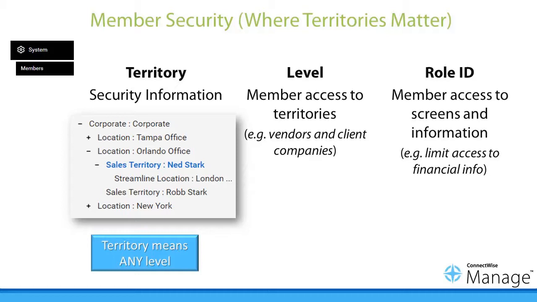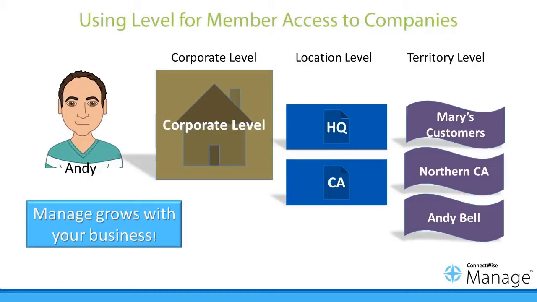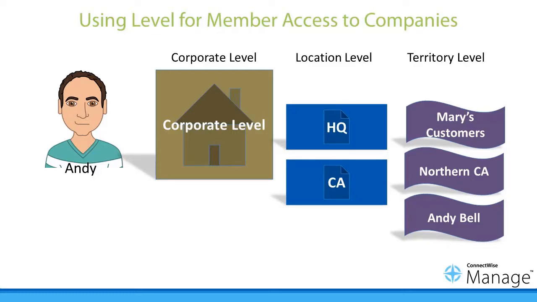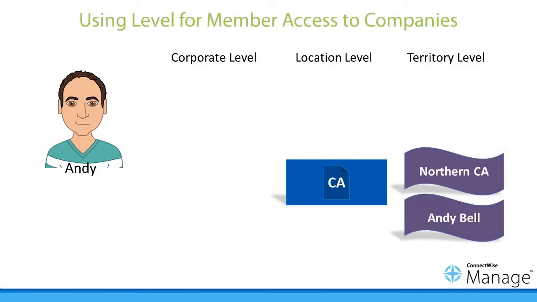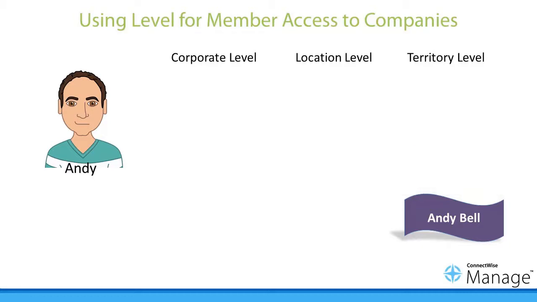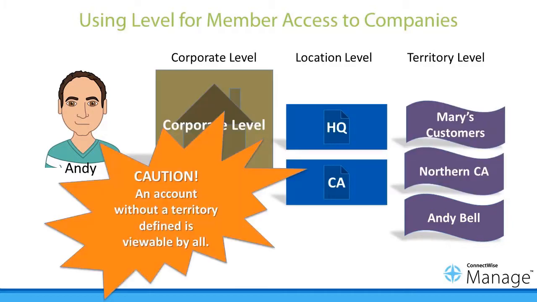Let's look at each in more detail. While you may not need this now, remember, Manage grows with your business. Let's see what companies our technician Andy Bell has access to. If Andy is set to the corporate level on his member page, he can see all companies at the corporate level and below. If Andy is set to 1 location level, he can only see companies associated with that location level and below. If we add Andy to only 1 territory, he can see only those companies. Here's a caution you should be aware of. If you add a company without a territory defined, it is viewable by everyone.